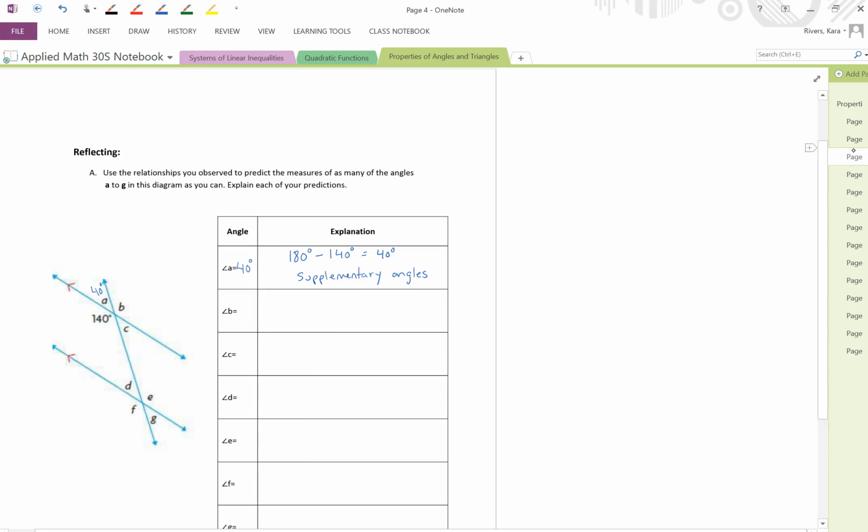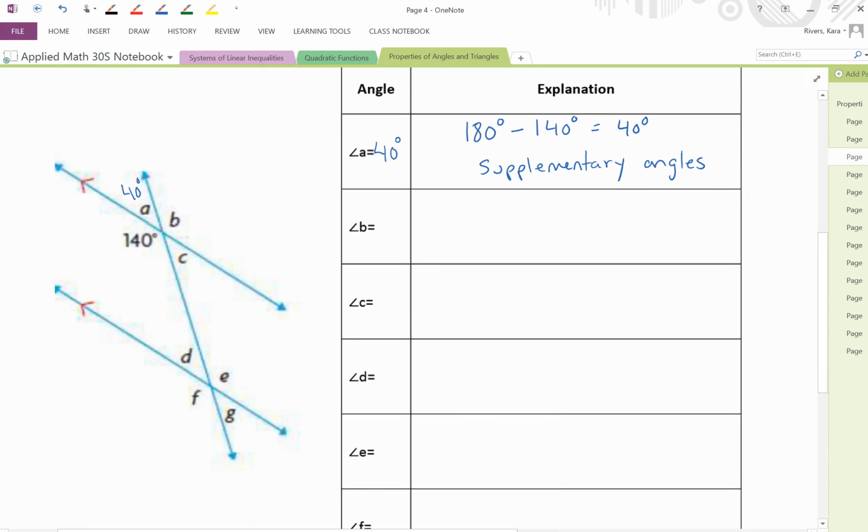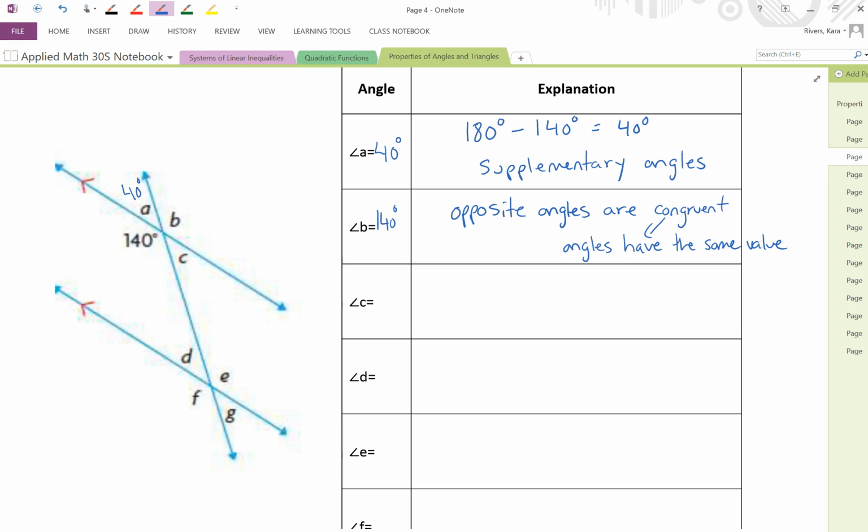So if you go back to the page we were just working on, if I look at 140 and B, those are opposite from one another, and I could say that's 140 degrees for that reason. Or you can say that A and B are along a straight line and they're supplementary angles, so that's 180 degrees, which would make B 140 degrees. So whatever your reasoning is, no problem. I'm going to put that it's 140 degrees because opposite angles are congruent.